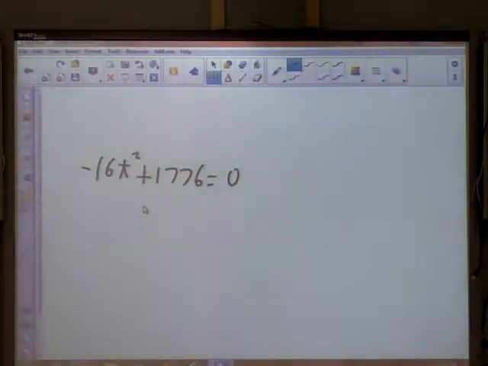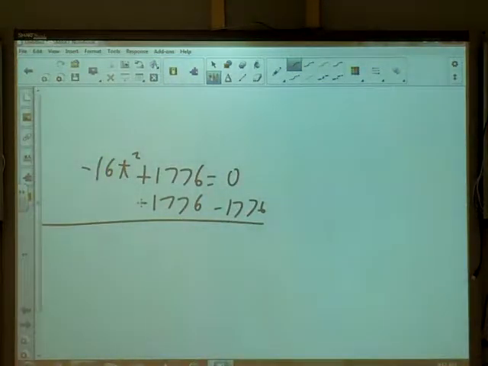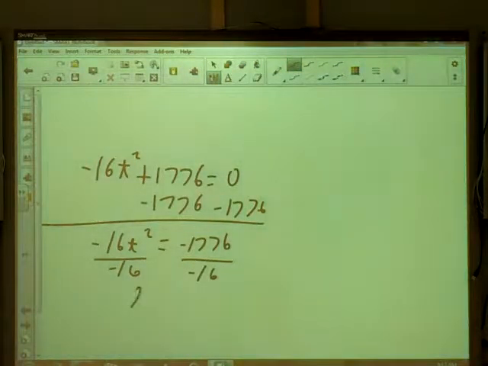I did this like I did number 5 and 6. It doesn't have a B. So I subtracted 1776 from both sides. Got me negative 16t squared equals negative 1776, divided by negative 16. I said equals 0, I said y equals. That's fine. That got me 111.